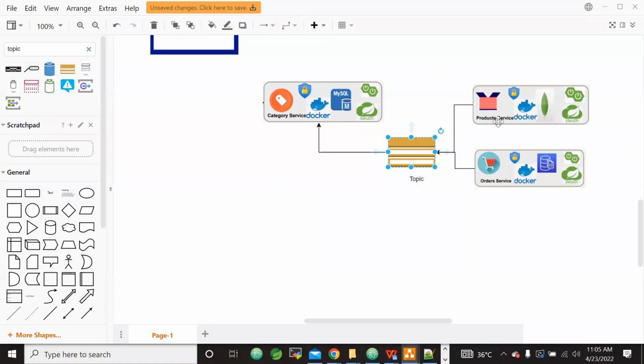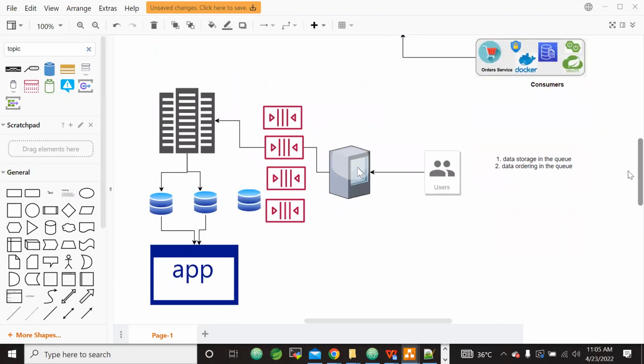So the data, once received by the product service, will still be there, and that data again can be taken by the order service as well. Likewise, one topic can be shared by many microservices, or one topic can be given to one microservice, but the data storage is here. So one problem is solved with Kafka. The next problem is data ordering in the queue.